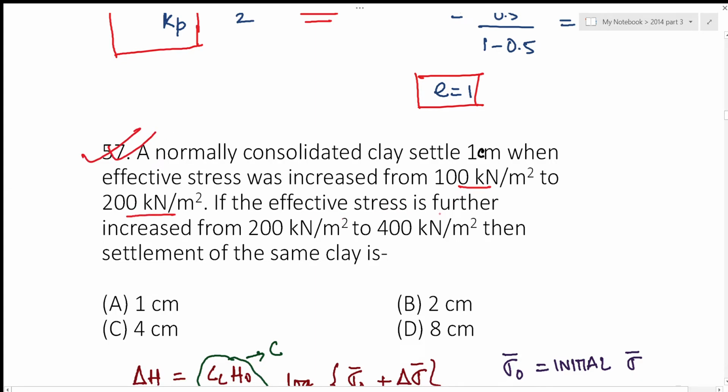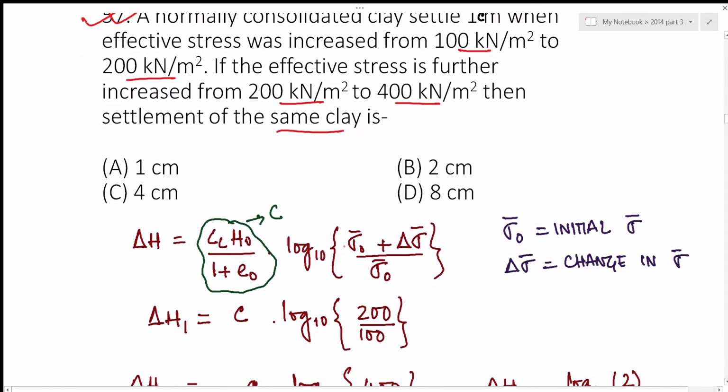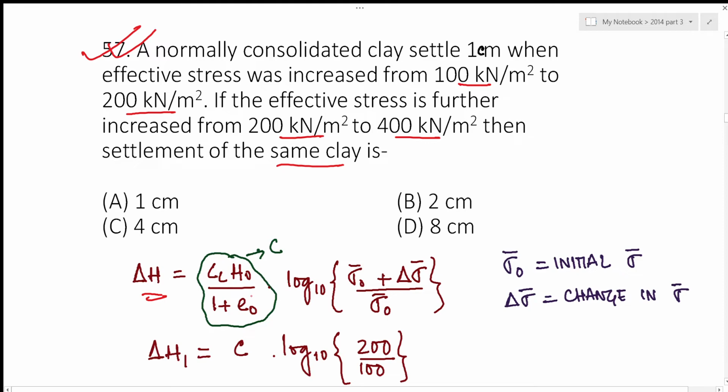If the effective stress is further increased from 200 to 400 kilonewton per meter square, then the settlement of the same clay is. Now, you know the settlement is given as del H = Cc·H0/(1+e0) times log 10 of (initial effective stress plus the change in effective stress) divided by initial effective stress. Now you know this part Cc·H0/(1+e0), for this particular question, should be a constant because in both situations the same clay is used. So this part is a constant.